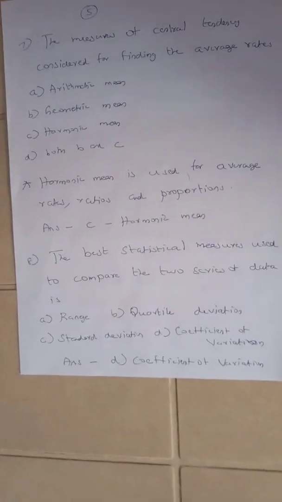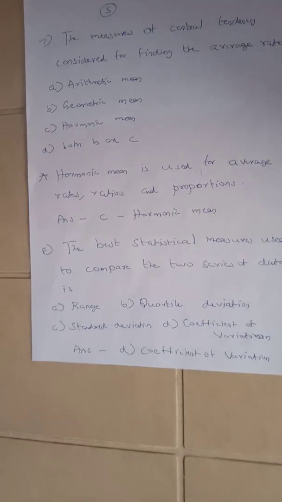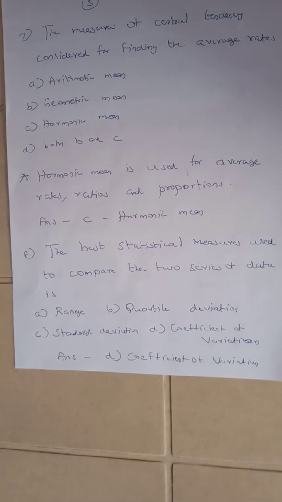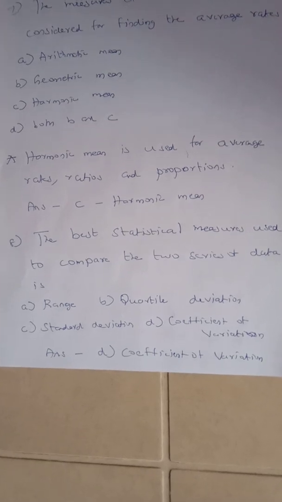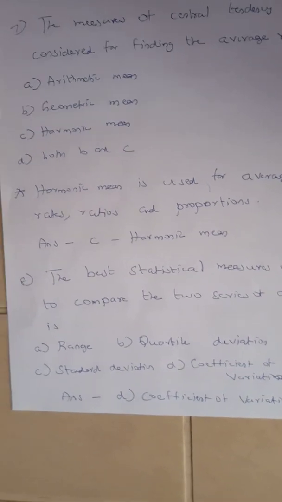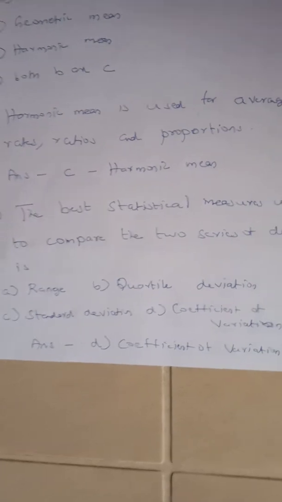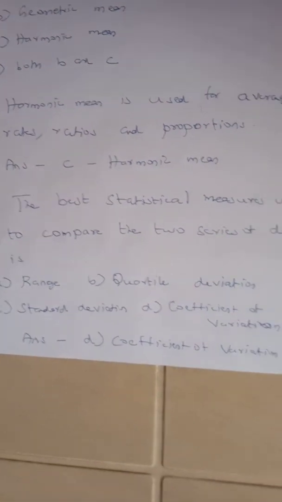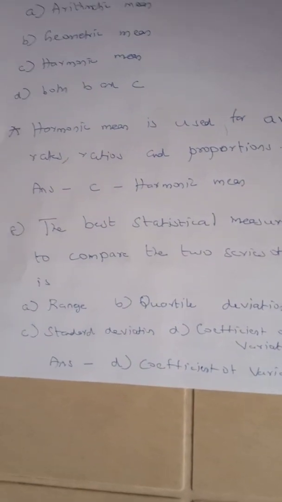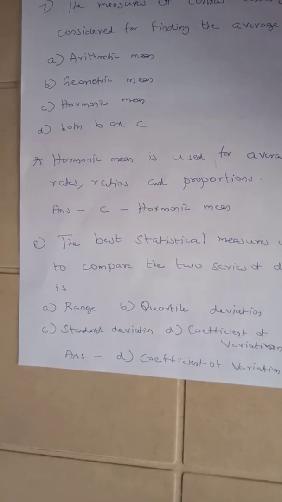The best statistical measures used to compare the two series of data is option A range, option B quartile deviation, option C standard deviation, option D coefficient of variation. So correct option is option D coefficient of variation, which is the statistical measure used to compare two series of data. Let us move to the next question. Question number 9.